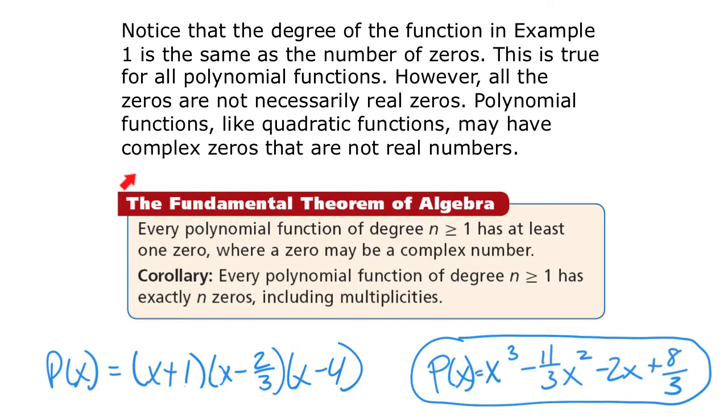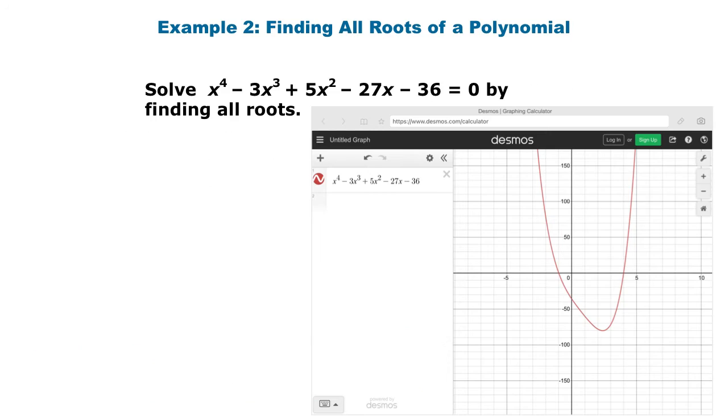This all brings us to our main event for this lesson, the fundamental theorem of algebra. What this is saying is that for any polynomial, whatever degree that polynomial is, that is how many factors or roots that polynomial is going to have. Now, some roots will be a result of multiplicities, and some roots will be complex numbers.